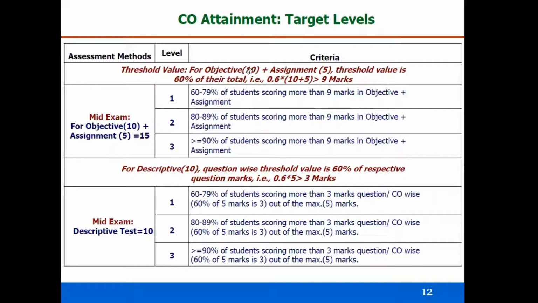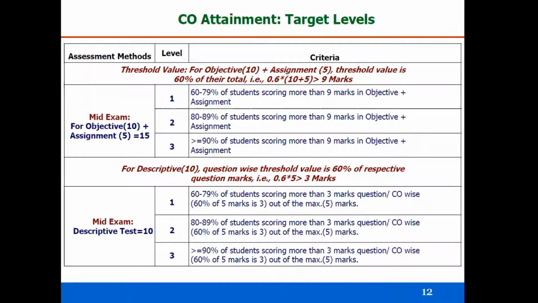Objective and assignments are combined here. The reason is that objective contains multiple choice questions and fill in the blanks, so question-wise it is difficult to do the calculation. Whereas for assignments also we don't have a standard format; that depends on faculty choice. Some faculty may give one case study, some may give 2 to 3 questions, some may give a mini project. So different versions are there. That's why commonly we have taken total marks.